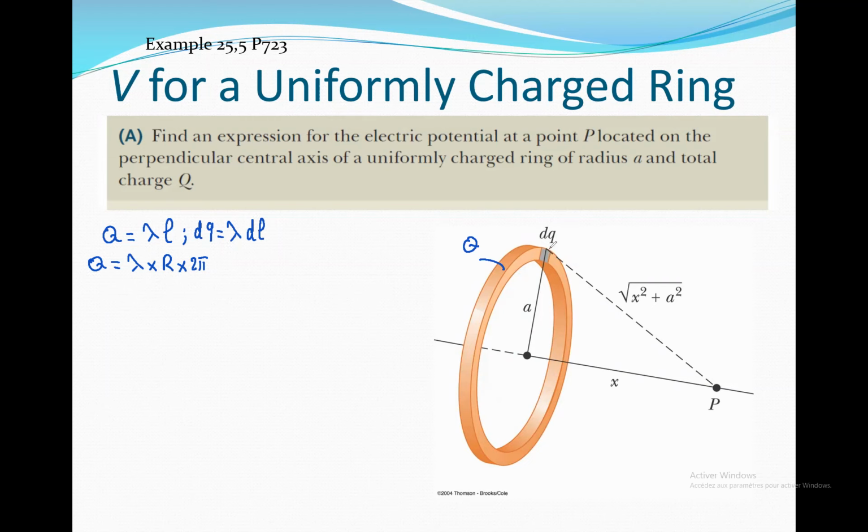Now I take a small element of the ring with charge dq and length dl. dq will create at the point P an electric potential dV. We can calculate dV equals k dq divided by the distance between dq and the point, which is r. In this right triangle, r equals radical x squared plus a squared.